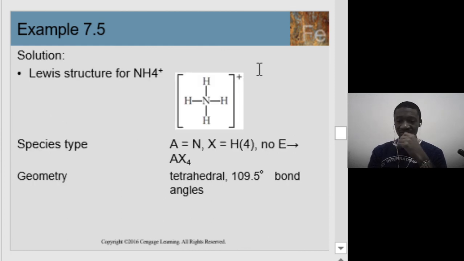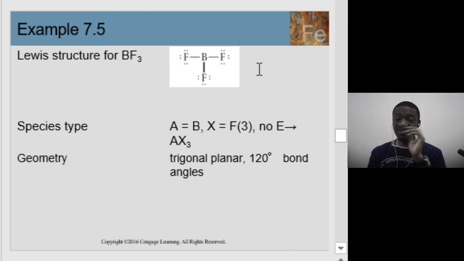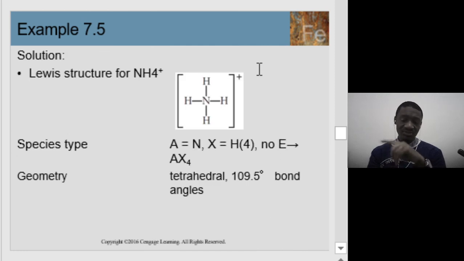So in the first situation, we have NX is 4. Then you say, is there any unshared electrons? No. So it's tetrahedral straight up, because you know that's 4 to the central. In this case, now you have B, which is central, X, which is 3. Is there any E? No. If there's no E, it's just straightforward. It's trigonal planar. The angle is 120. Notice that the previous is 109.5.